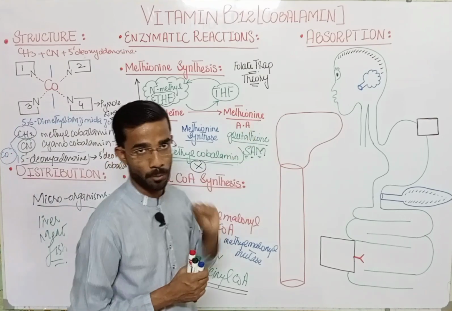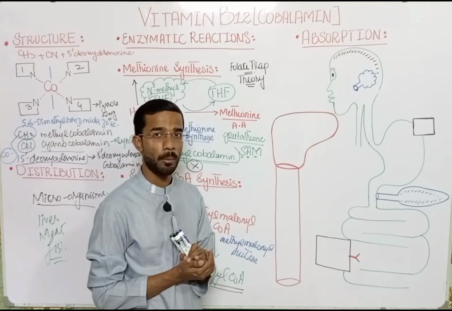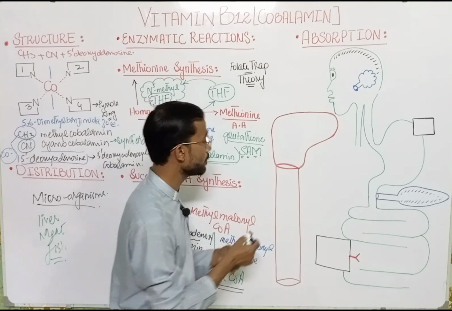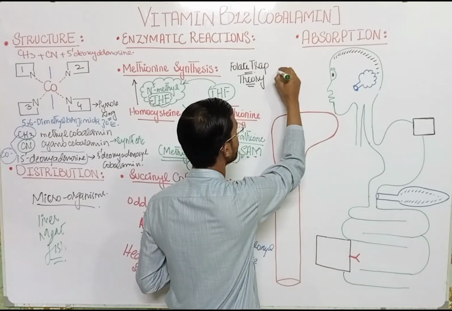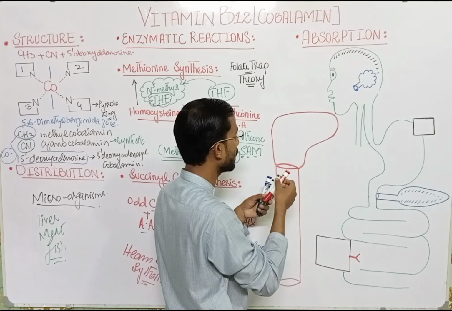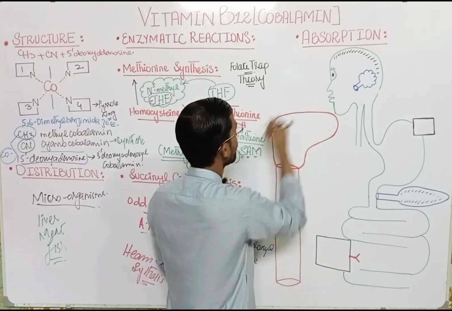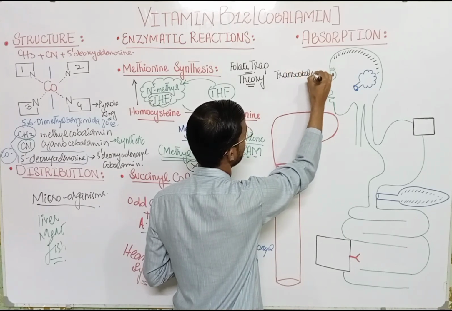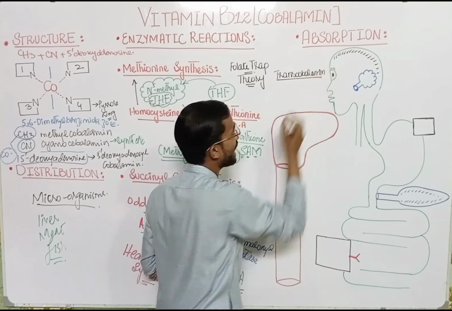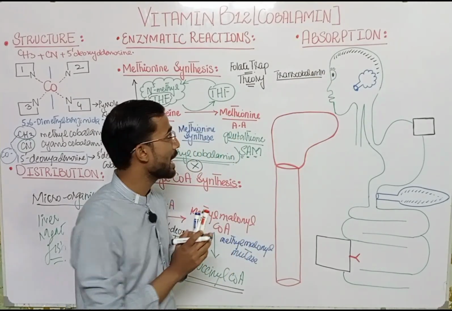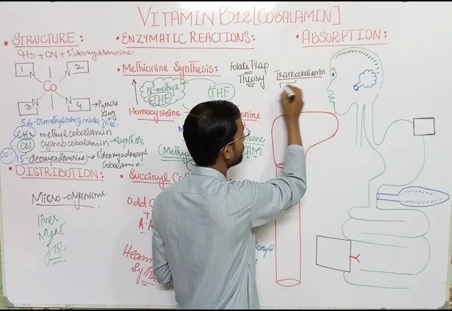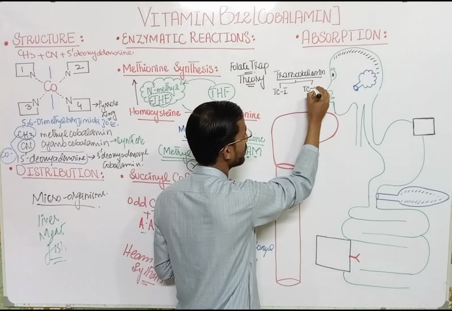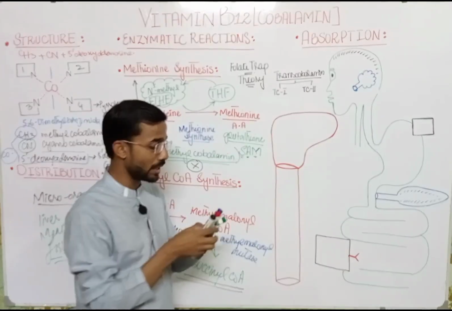Next we will discuss the absorption. Before we discuss the absorption of the cobalamin, we should know the transporters of the cobalamin. You will see that the cobalamin is transported by a protein called transcobalamin. They transport the cobalamin, and transcobalamin has two types: Transcobalamin 1 and Transcobalamin 2.